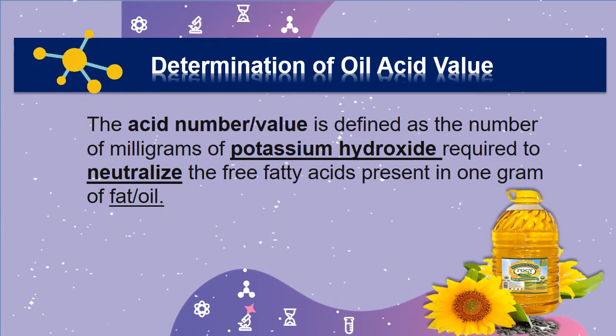Next is the determination of oil acid value. So the acid number, the acid value, is defined as the number of milligrams of potassium hydroxide that are required to neutralize the free fatty acids present in 1 gram of fat or oil. So this is a relative measure of rancidity of oil by estimating the free fatty acids content produced by the fat fermentation.